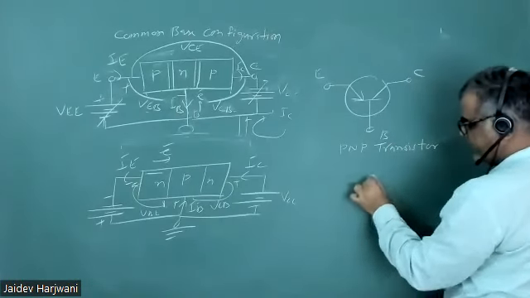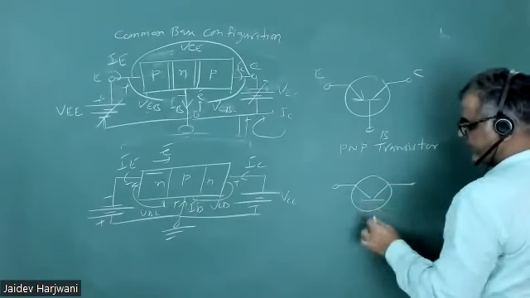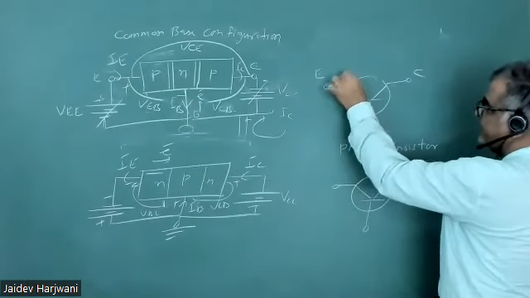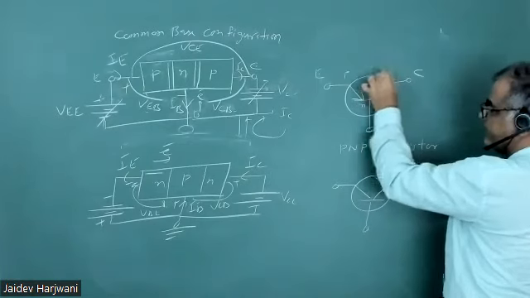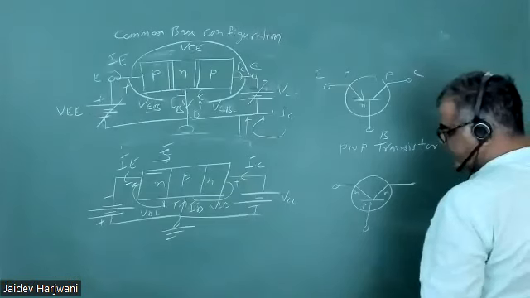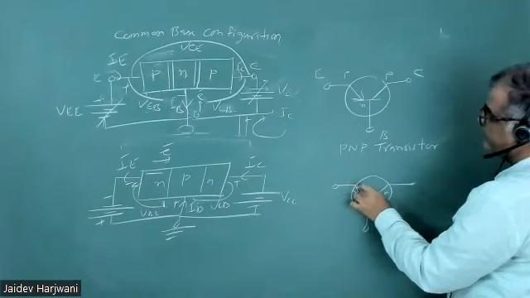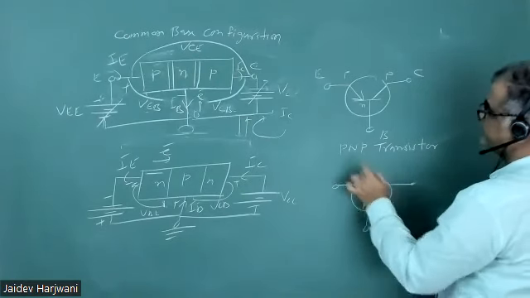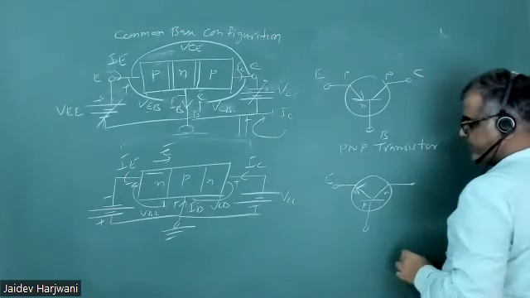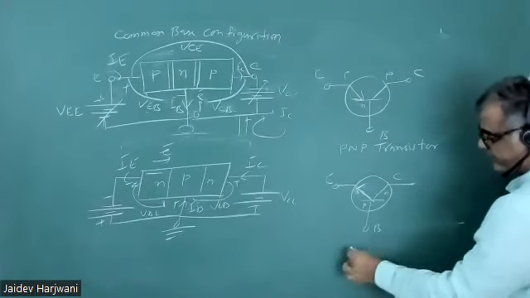Similarly, if it is an NPN transistor, this is N, this is P, this is N. Current always goes from P to N, so current will go outside at the emitter. This is the ammeter, this is the base, this is the collector. So this is the symbol for your NPN transistor.